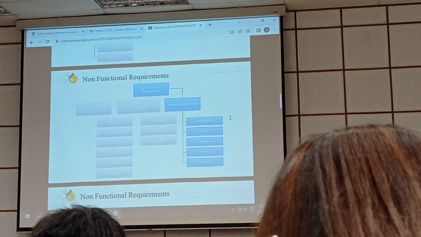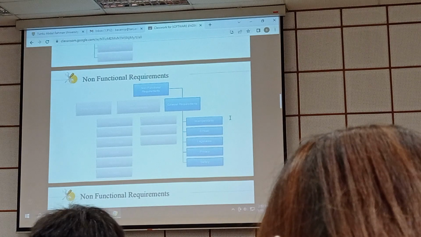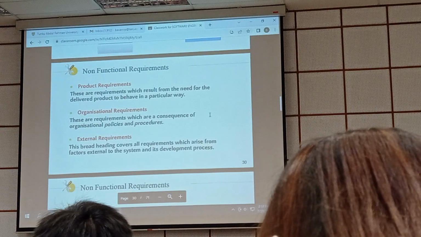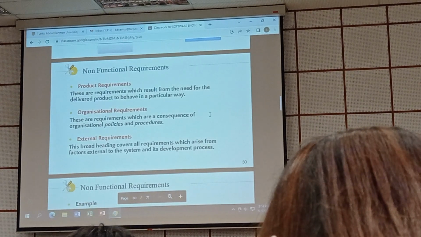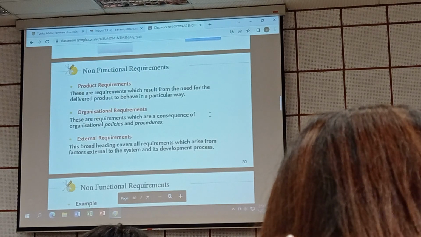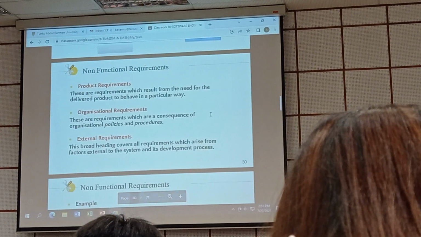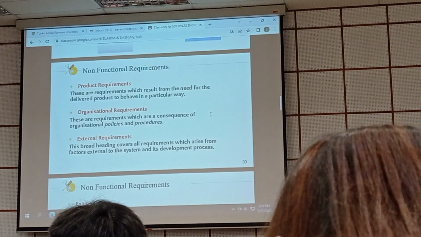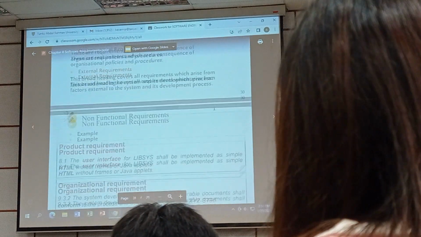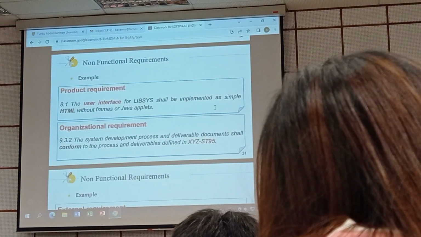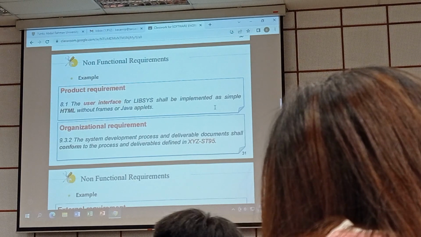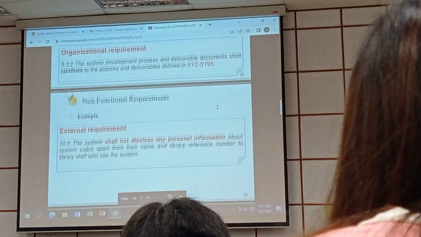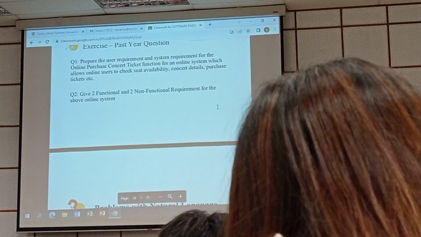Any questions? Any questions, class? No. Alright. I already explained just now, so this is a description of my explanation. You can read. As I told you, the organization requirement consists of constraints, policies and procedures. This is an example of a non-functional requirement. This is a past year question.